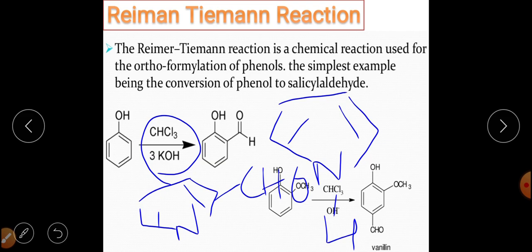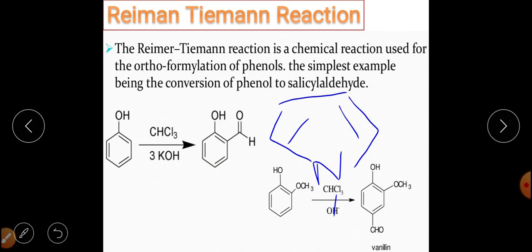It will start with the formation of dichlorocarbene, then the attack of this double bond on that dichlorocarbene, and then finally the attack of the hydroxyl group, with elimination of Cl negative from the system. This is the first application of the reaction, that activated heterocyclic rings can also be formylated by using this particular reaction.